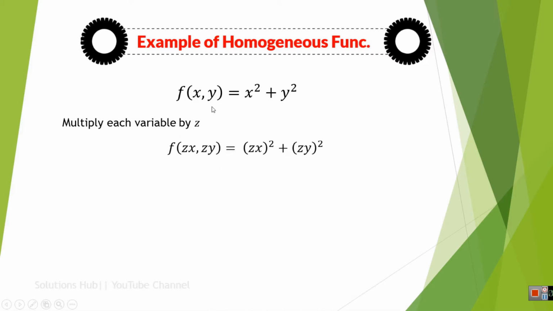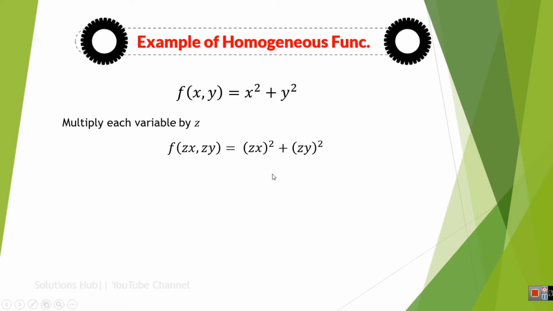After multiplying, you will get this form of the function. You can see that we have multiplied x by z, we have multiplied y by z, and in x square we have also multiplied x by z, and the whole power 2 is as it is, and the same is the case for y. We have multiplied z with y, and the whole power 2 is as it is.